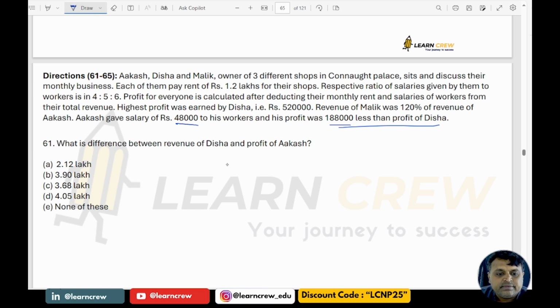And if you observe here, Akash gave a salary of 48,000 rupees. So 4:5:6, Akash, Disha and Malik salaries. These four parts is given as 48,000. Then five parts would be how much? 60,000. Six parts would be how much? 72,000. This is the first understanding. And profit of Disha: the highest profit was earned by Disha, which is 5,20,000.